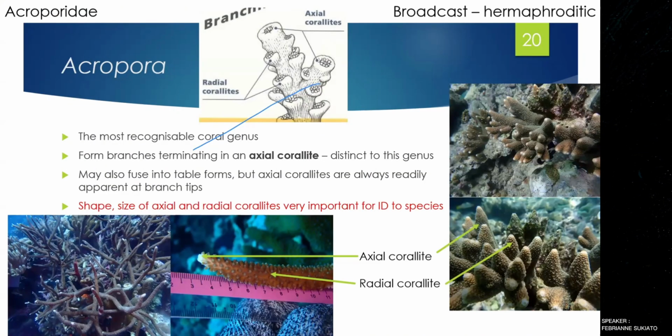So for Acropora, this is the most common genus for most of you. First of all, this is your standard Acropora branching stuff. This is some weird digitate stuff. We always have an axial corallite at the tip, and then we have our radial corallites. The axial corallite is always at the tip and the radial corallites are always on the side of it, and they generally look different.